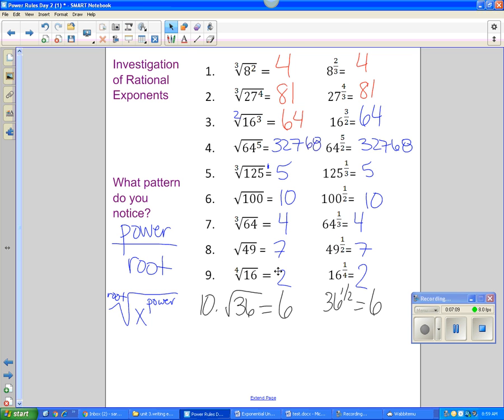Okay, so the power came from the inside and it went to the numerator. The root came from the outside and it went into the denominator. So power over root is important today. Power over root. Okay, so let's go ahead and do some actual problems that you would see on a test.